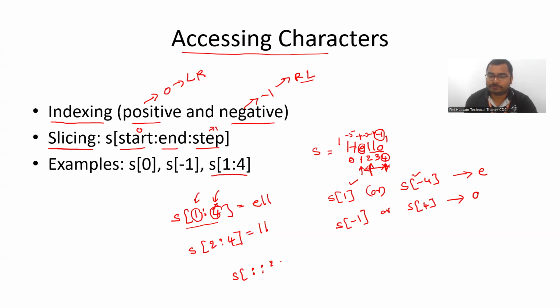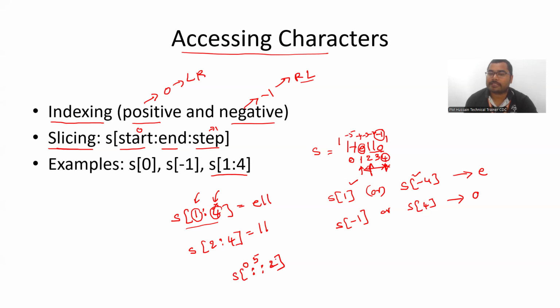So now here, starting index is not specified. In such a case, it will be considered as 0. End index is not specified. So then it will be considered as the length of the string. Suppose here hello is having 1, 2, 3, 4, 5 characters. So length of the string is 5. So now 5 will be considered here as the end index. So if you are not specifying, end will be considered as 5. Okay, which is the length of the string.